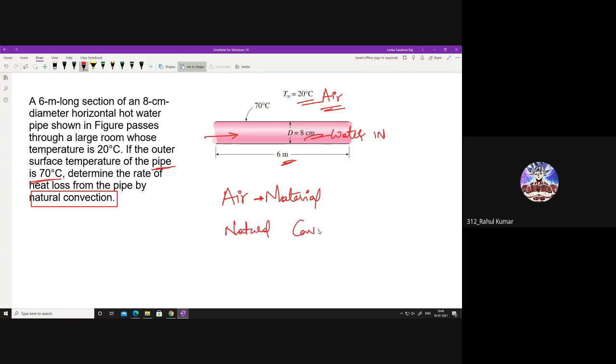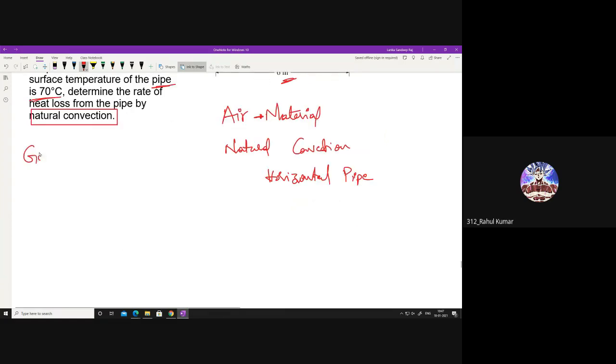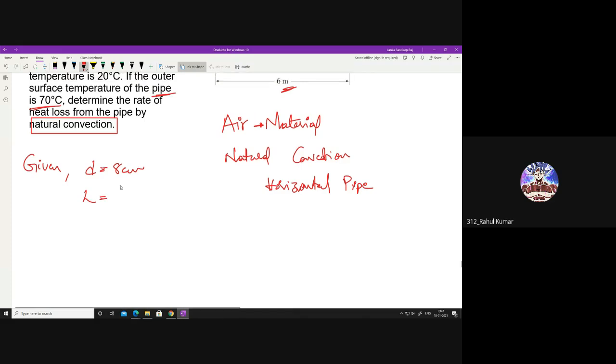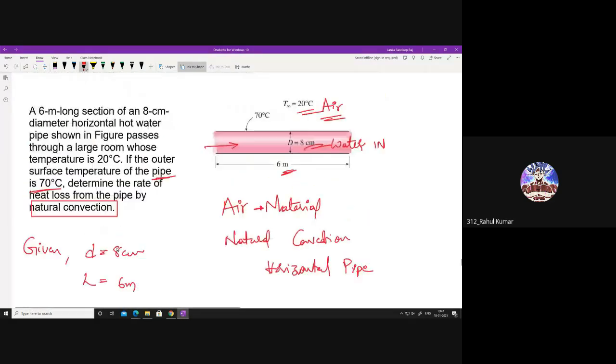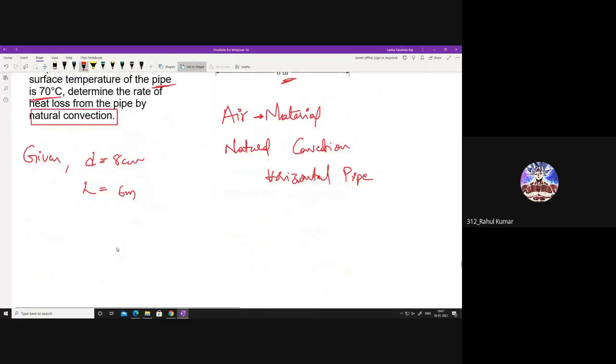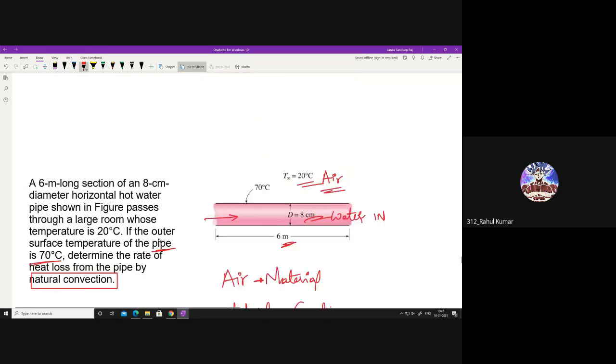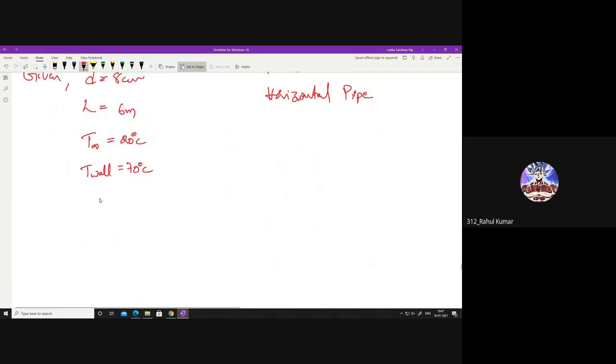And in natural convection, it is the horizontal pipe case. And the rest of the things are given here. Let me write those things. Given: the diameter is 8 centimeter and the length is 6 meter. And what else is given in the question? T infinity is 20 degrees centigrade and T wall is 70 degrees centigrade. So that's it. He's asking you to find out the Q value.